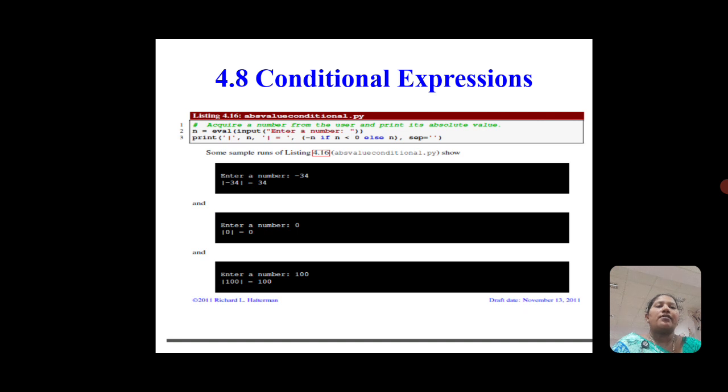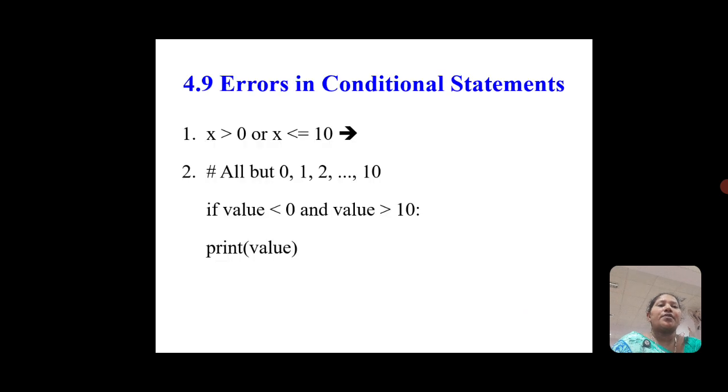In that example you can see here, if the user is giving the input as minus 34, this minus 34 will be printed as 34. If the user has given 0, it will be considered as neither a positive number nor a negative number, so it will not be converted. The third one, if I am giving a positive number 100, then it will be converted to a negative number, minus 100. Okay, so this is what the conditional expressions are.